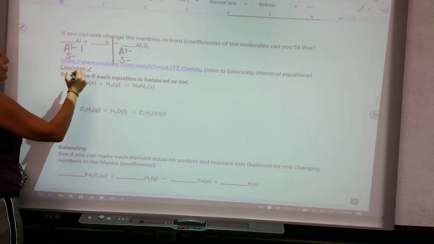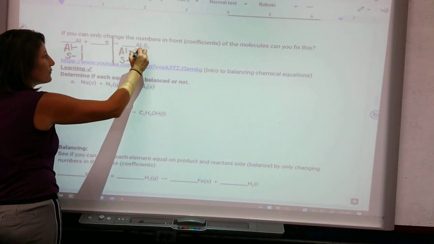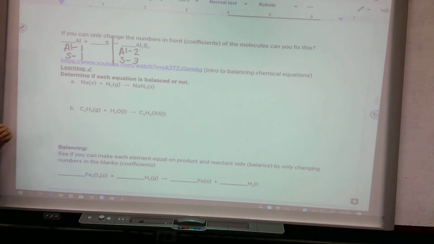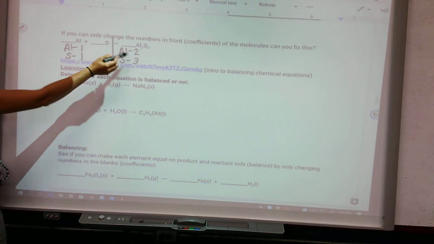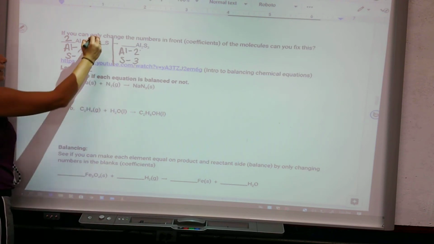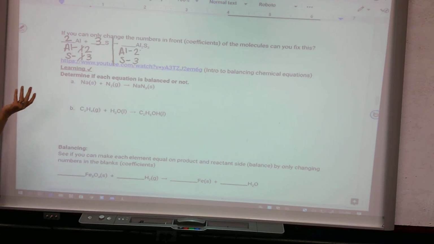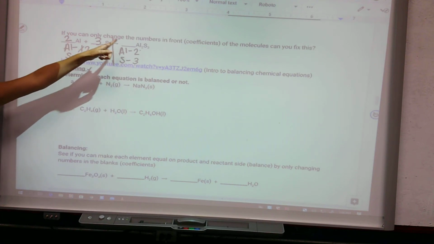And I've got 1 aluminum here, and I've got 1 sulfur here on the reactant side. On my product side, I have 2 aluminums, and I have 3 sulfurs. So to get this to balance out, I'm going to put a 2 here in front of the aluminum, which changes that to 2. I'm going to put a 3 here in front of the sulfur, which changes that to 3. Now it's all balanced. So I just needed a 2 and a 3. You can leave that blank.